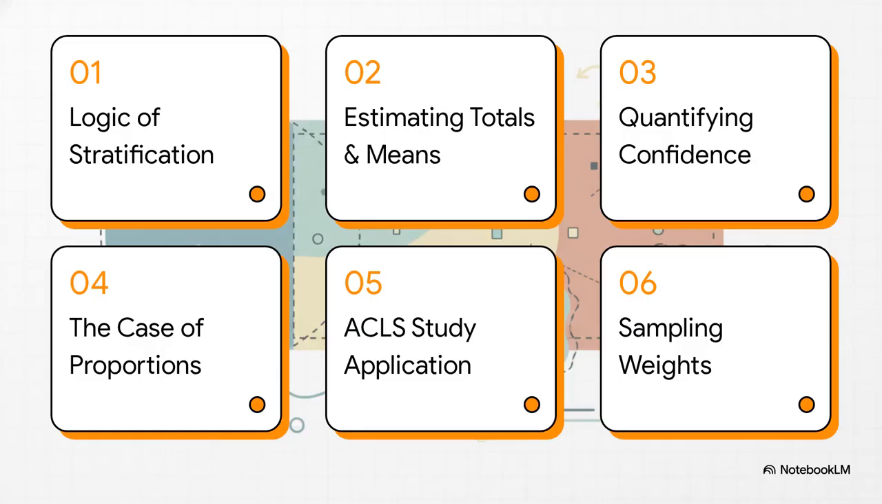Here's our roadmap for today. First, we'll tackle the why, the basic logic behind stratification. Then we'll get into the nitty-gritty, the core formulas you need to estimate totals and means. After that, we'll figure out how to measure our confidence in those estimates, and then we'll look at the special case of proportions. We'll see it all come to life with a real-world study, and finally, we'll look at the whole thing through the super intuitive lens of sampling weights. By the end, you're going to have a rock-solid grasp of this technique.